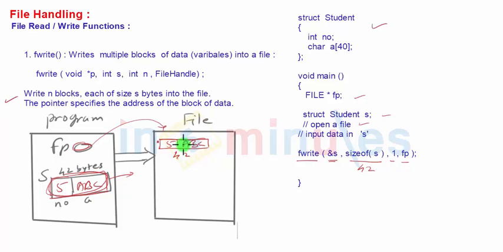So the data copied into the file will not be as it appears on a screen, it will be as it appears in the memory. See, variable S will appear as a 42 byte block in memory, whatever data it consists of. So that entire 42 bytes of data will be copied into the file.